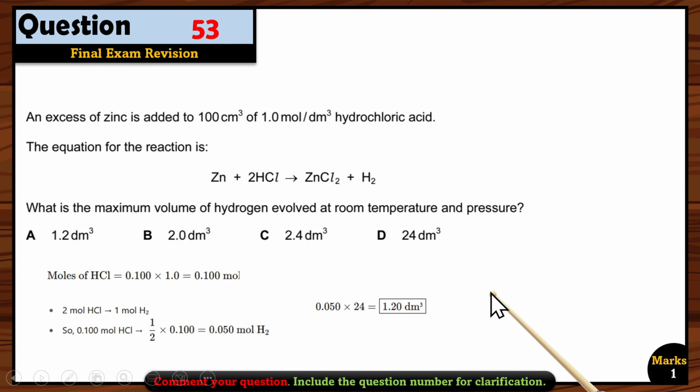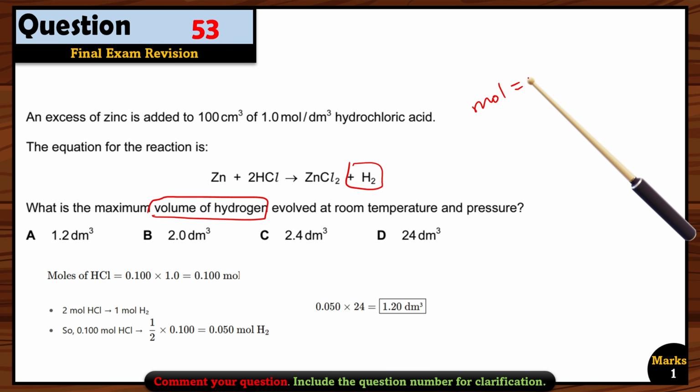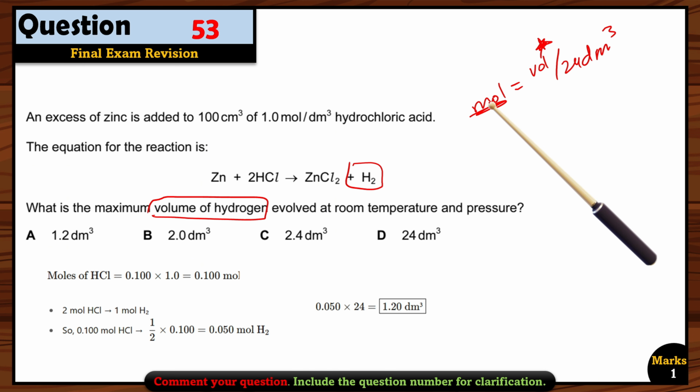So which information is given and what we have to find? We have to find the volume of the hydrogen, right? How can we find the volume of hydrogen? Of course, it's a gas. Just use the formula. Moles is equal to volume divided by 24 dm³. This one we have to find, right? But this one we don't know, so we have to calculate it. How can we calculate? Simply from here.